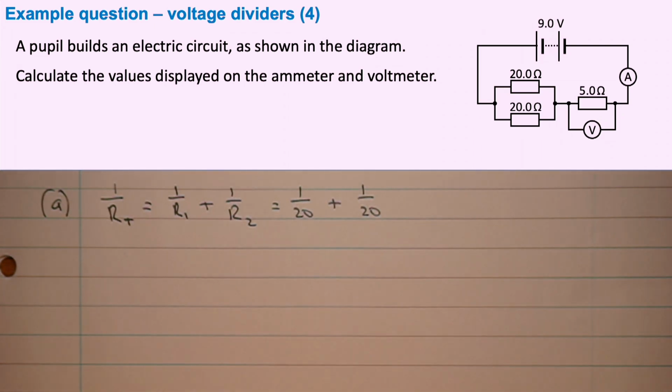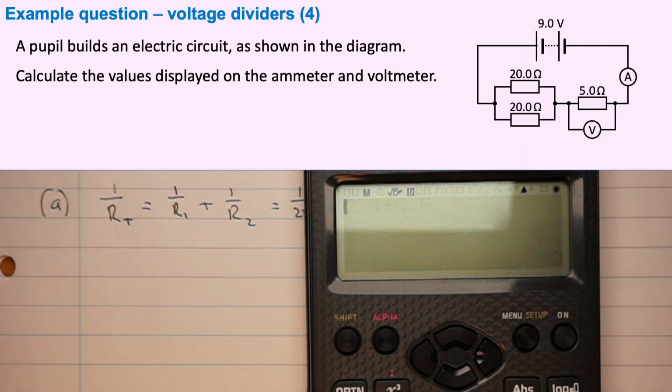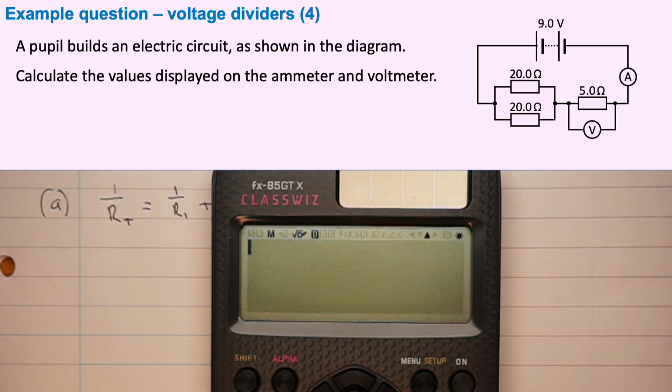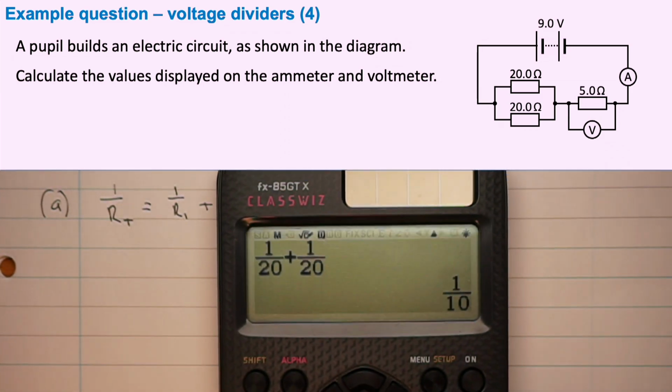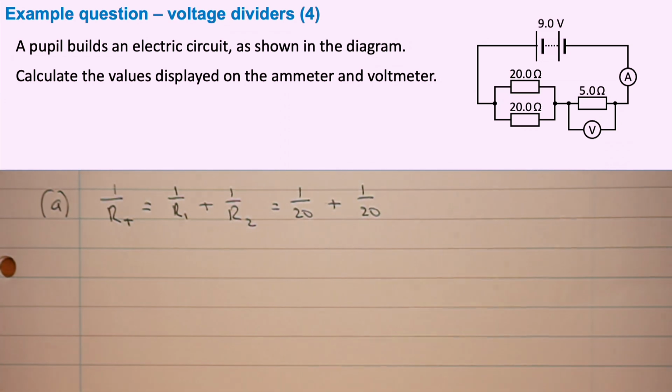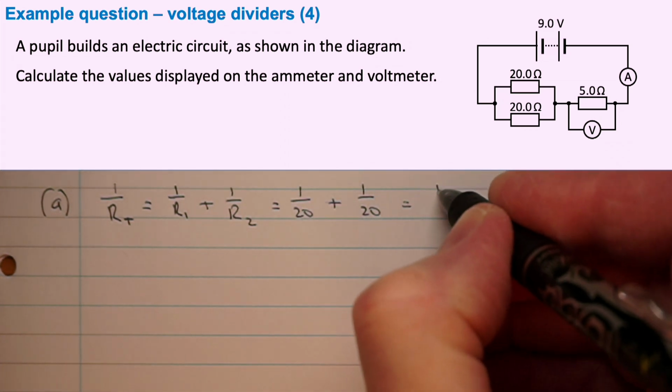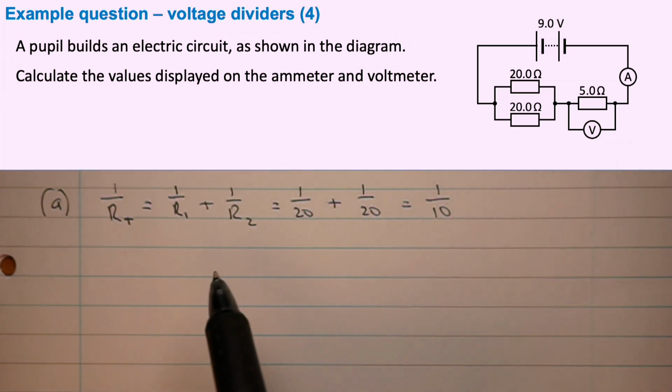And this is the point where I want to use my fraction button. I don't often use the fraction button. I think when I was younger, calculators didn't have fraction buttons. Don't know, that's my excuse. Anyway, you saw there, that gives me 1 over 10. That is 1 over RT.